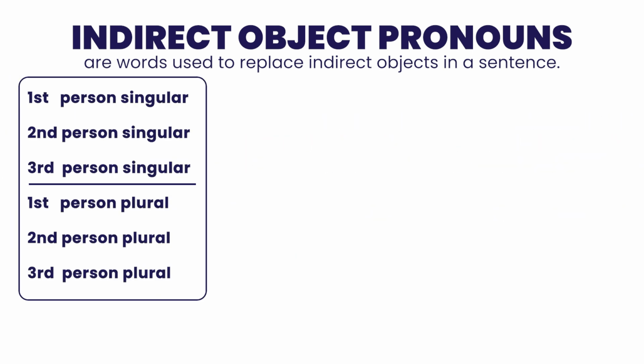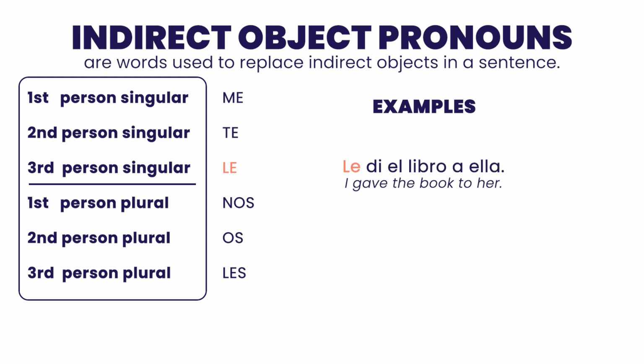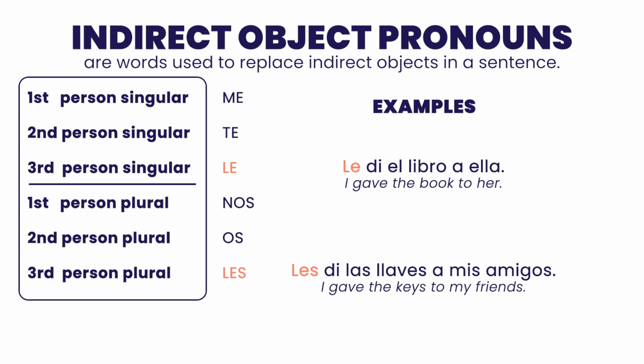The Spanish indirect object pronouns are almost the same as the direct objects, but they have a different form for both masculine and feminine objects in the third person. Here are some examples of how to use Spanish indirect object pronouns. Le di el libro a ella. I gave the book to her. Les di las llaves a mis amigos. I gave the keys to my friends.